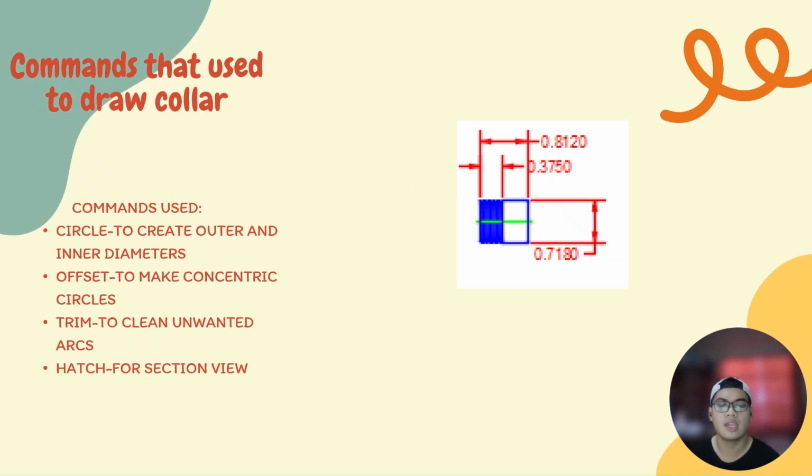Next, we're going to draw a collar. The commands that we use: we use circle to create outer and inner diameters. Next, we use offset to make concentric circles. Then we use trim to clean unwanted arcs. Lastly, we use hatch for section view.